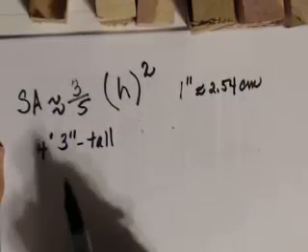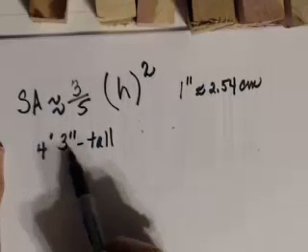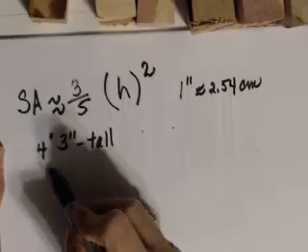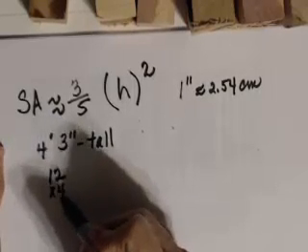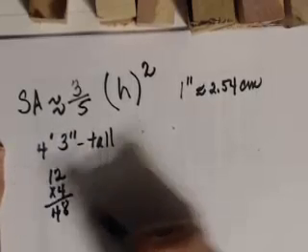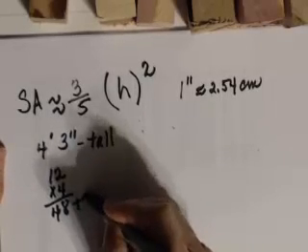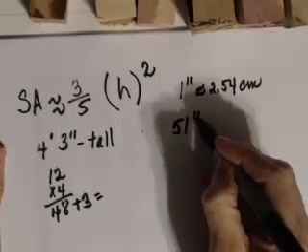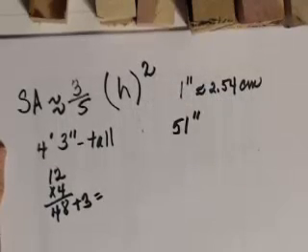So the first thing I will do is change all of my units to inches. So 12 times 4 would be 48 inches plus 3. So I would be 51 inches tall. So how many centimeters would that be?